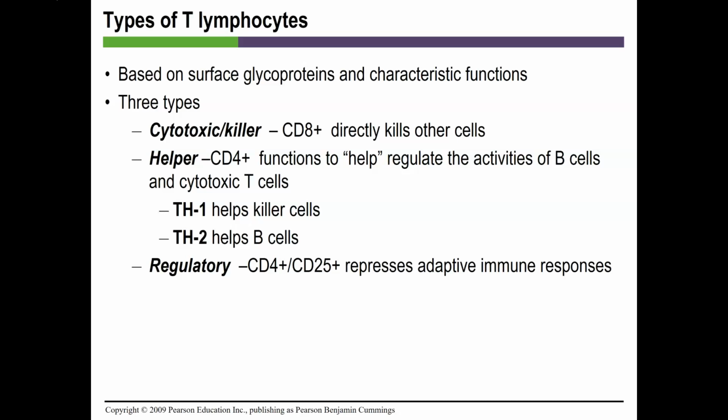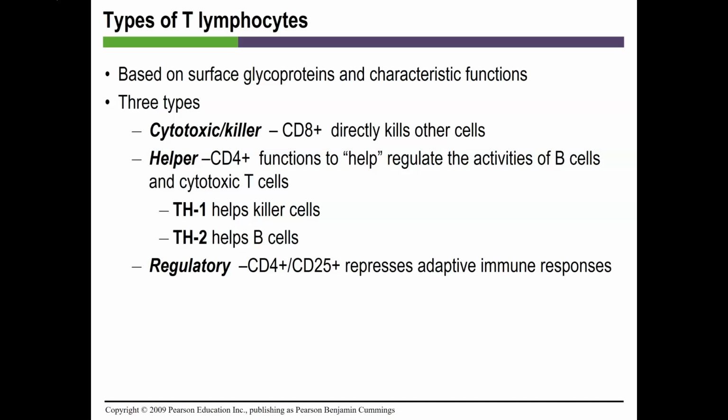Because we have those two specific roles, we actually have subtypes of helper T cells. T helper type 1 cells are the cell type that help the killer T cells. And the T helper type 2 are the ones that help B cells. They are both helper T cells. They just secrete different chemical signals to either stimulate a killer T cell or to stimulate a B cell, depending on what subtype of helper T cell they are.